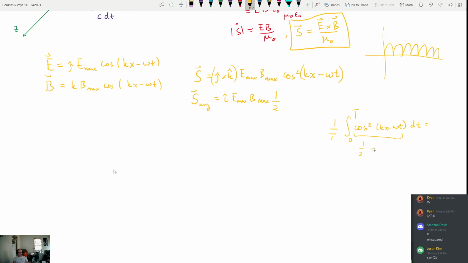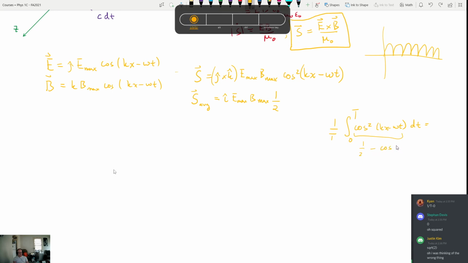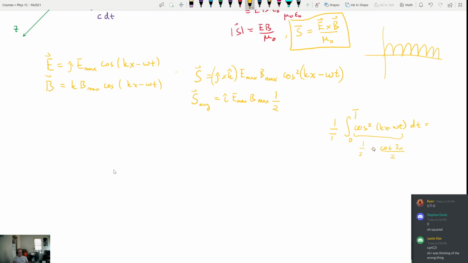This whole thing is replaced with something like 1/2 plus or minus cosine of 2x over 2. I don't know if this is plus or minus, I can't remember. But the point is that this whole thing is equal to this, and when you take the integral of the second term, you get 0 because it's over one period, and the first term you get T over 2, and then you divide by T. That's it. So you get 1/2.